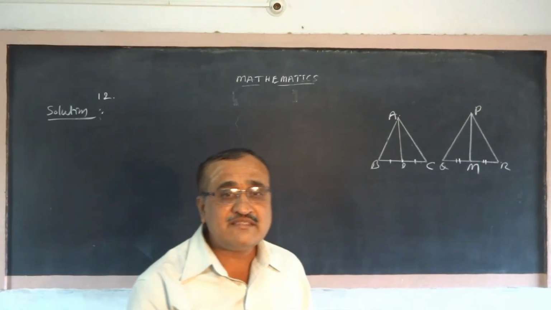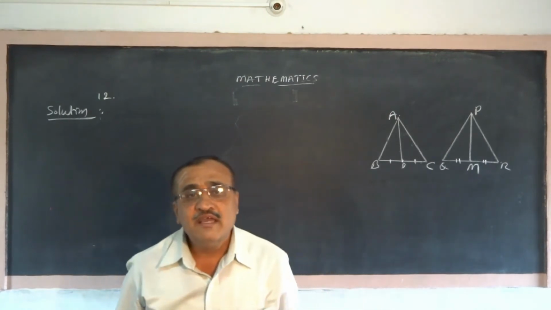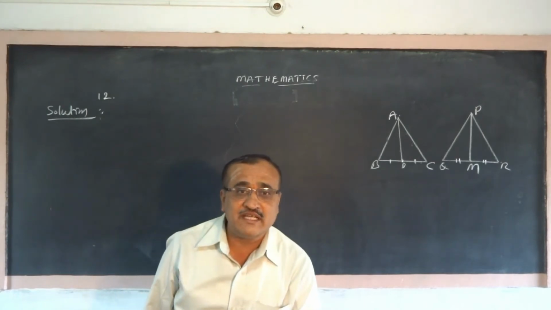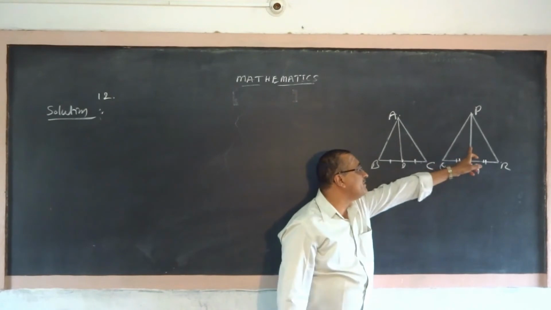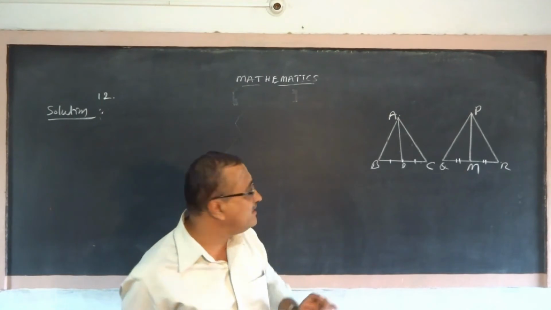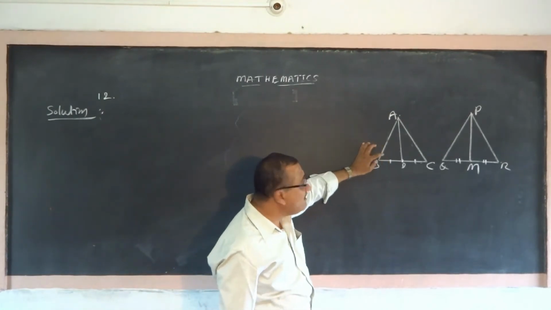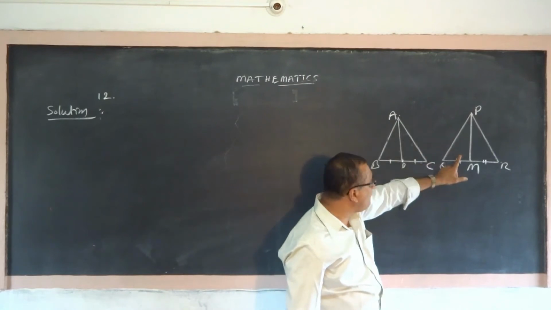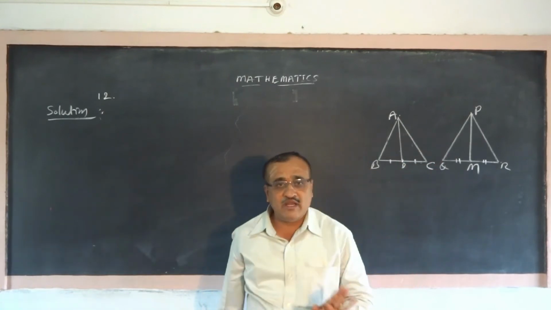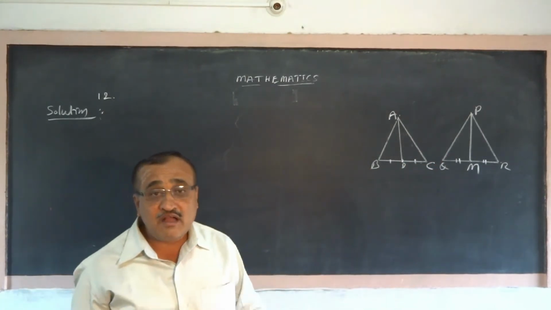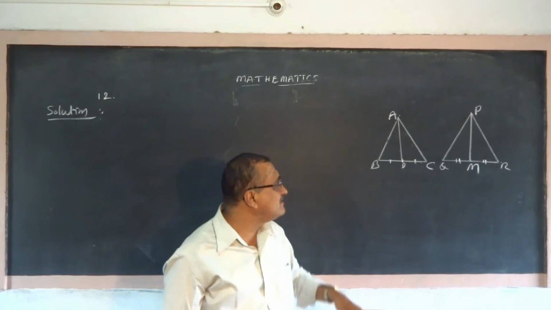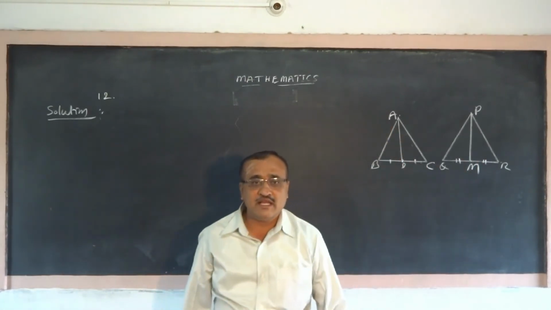According to the SSS criteria, the three sides of one triangle are proportional to the three sides of the other. Here two sides and one median are given, not three sides. So the angle included between the two sides is angle B, and in the other triangle it is angle Q. We have to show first that these two angles are equal. If they are equal, then according to the SAS criterion theorem we can say that triangle ABC is similar to triangle PQR.